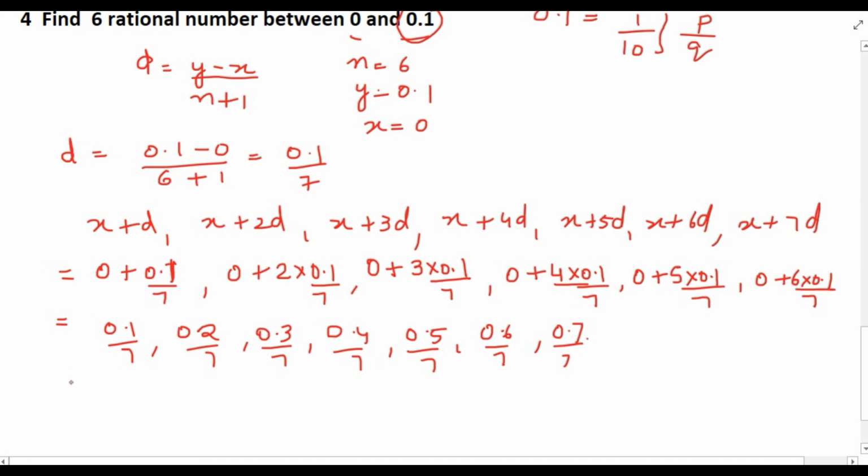If you want, you can even remove the decimal point. Multiply the numerator and denominator with 10. I will have 1 by 70, 2 by 70, 3 by 70, etc. So these are the rational numbers between 0 and 0.1.